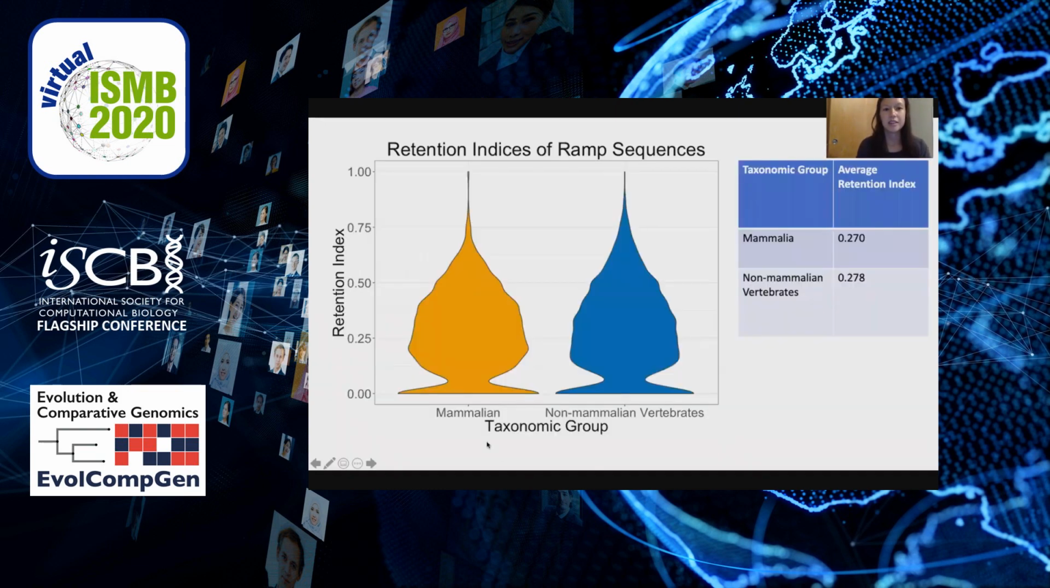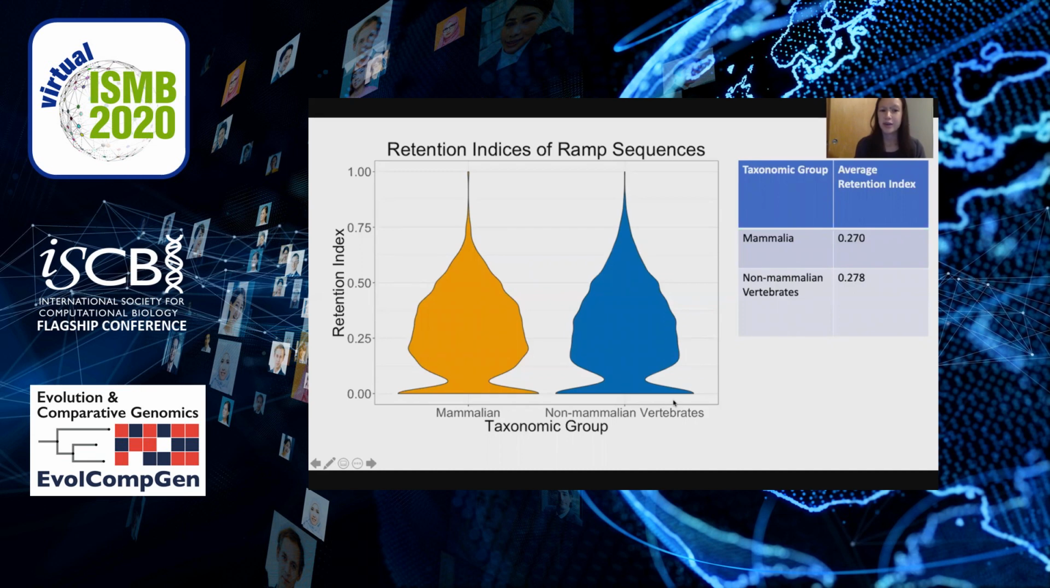When we plotted the retention indexes of all of our ramp sequences, we found that many of them do contain phylogenetic information, although some of them also appear to be homoplasious, which you can see by these zeros here, for both mammals and non-mammalian vertebrates.